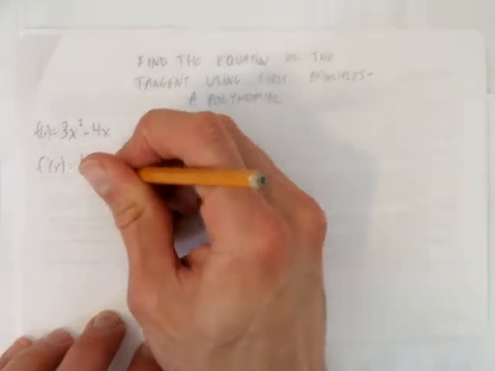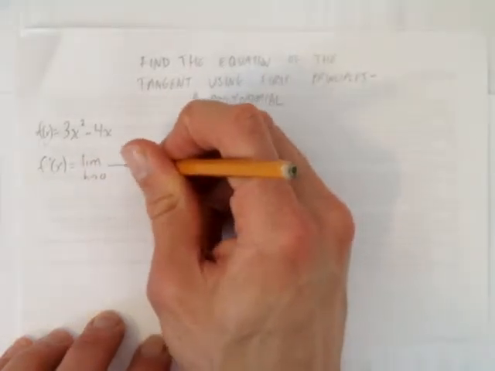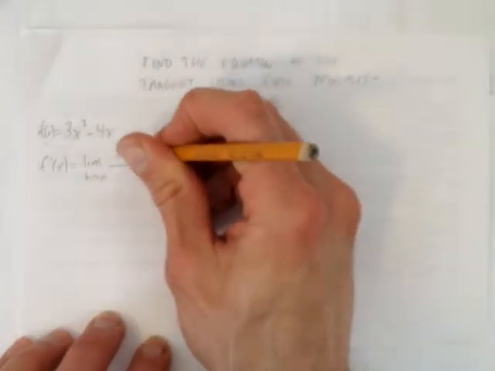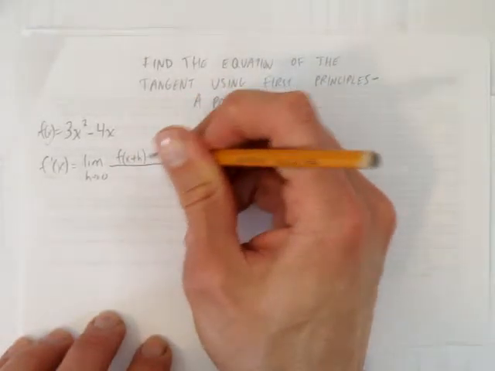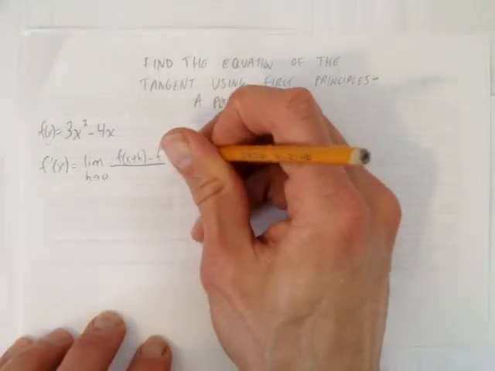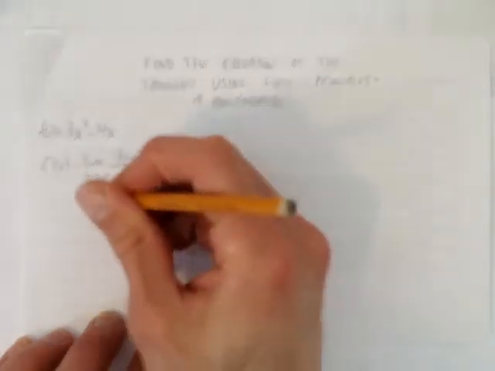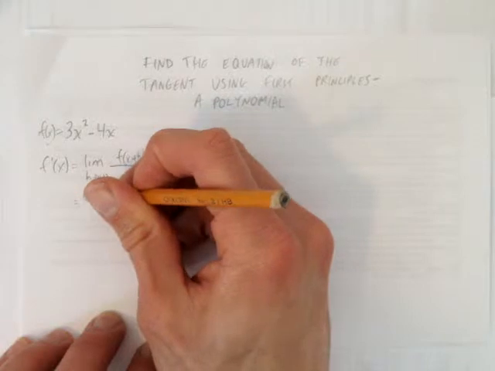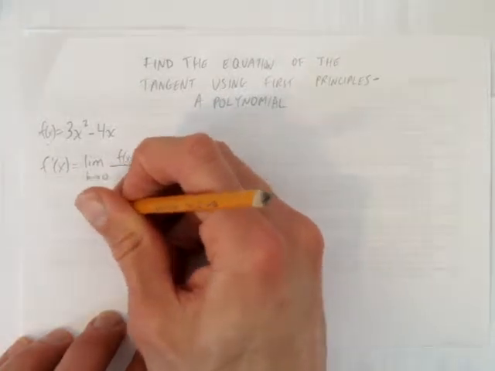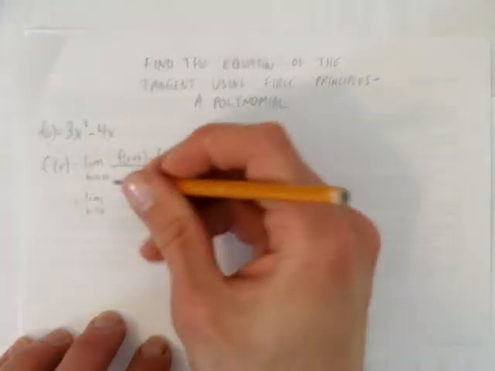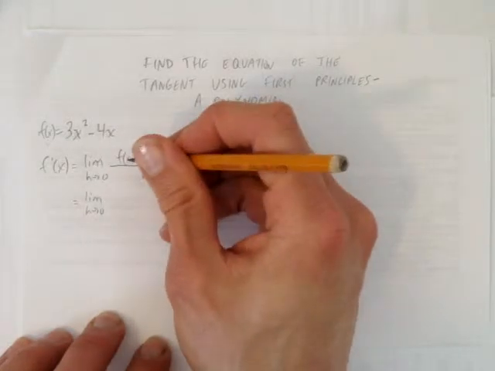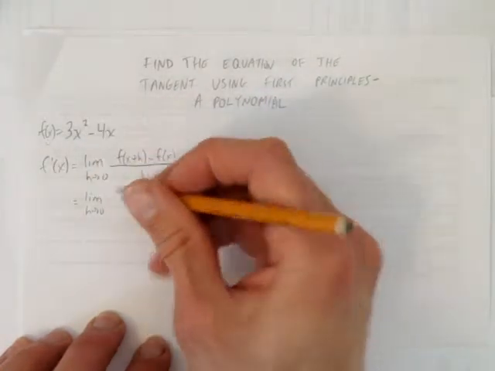That is, we're going to take the limit as h approaches 0 of the function f at x plus h minus f at x, all over h. That's what first principles means. So we're going to find the limit as h approaches 0 of f at x plus h, so sub x plus h into this whole thing.